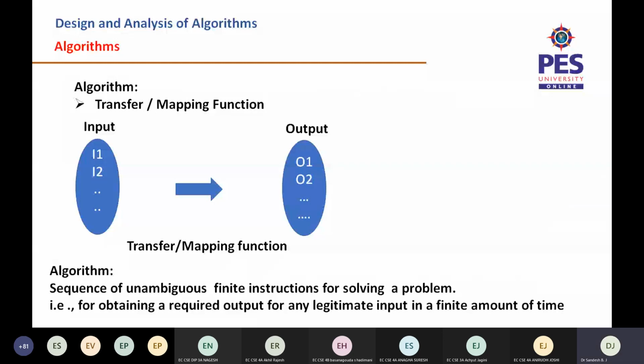Are you able to see the mapping function slide? Yes, sir. Okay.